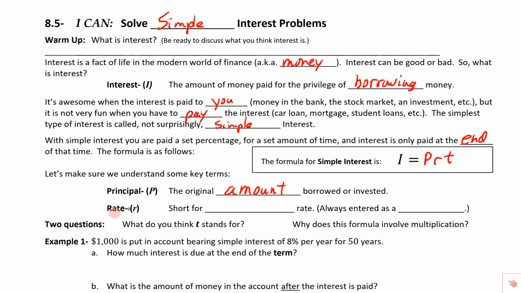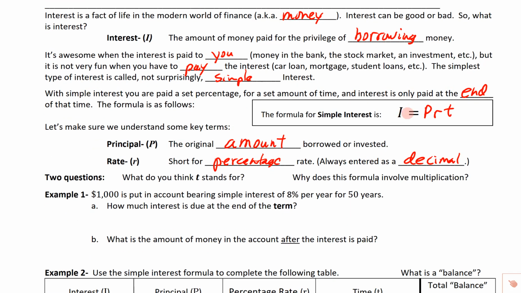And then R is the rate. It's short for interest rate or percentage rate. That's always entered as a decimal. So remember, if we ever have a percent in a problem to put in a calculator or in an equation, we always put it in as a decimal. Okay, so we've got the I, that's interest, the P, that's principal, the R, that's the rate. What do you think T stands for? Well, T stands for time.